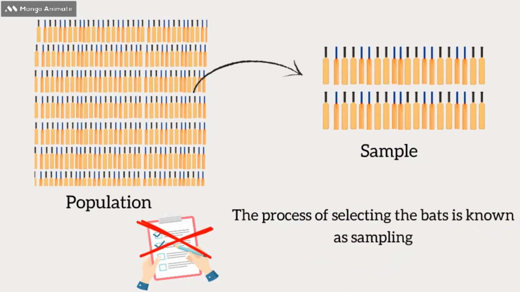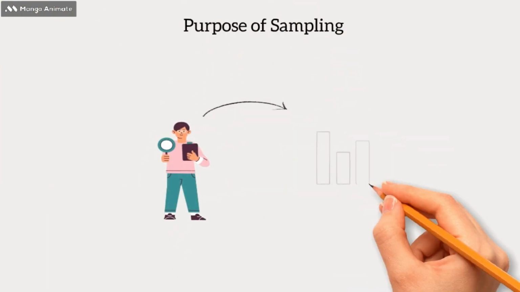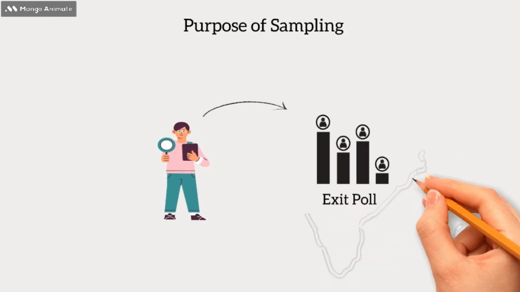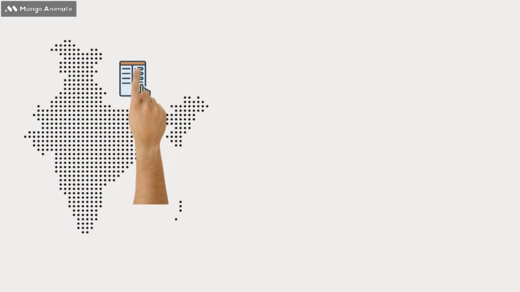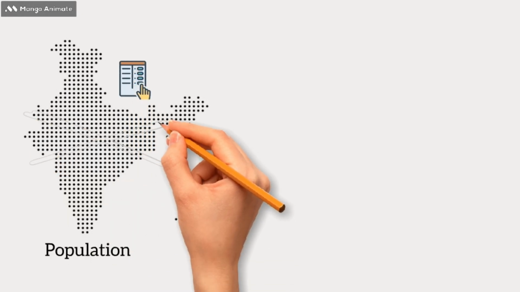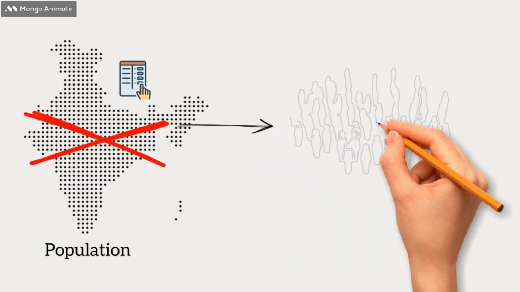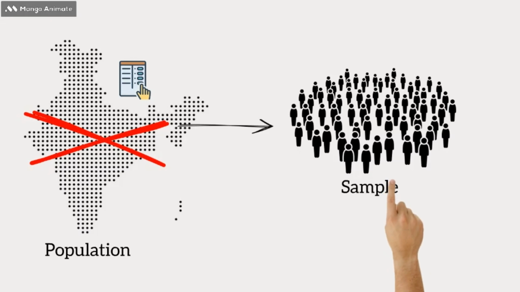Now, what is the purpose of sampling? For example, if a surveyor is studying the exit poll of the elections of a specific country, the entire country's eligible voters would be the population. Since it is not practical to contact every person in the country, the surveyor will need to select a sample that represents the entire country's population as closely as possible, including age, sex, race, etc.